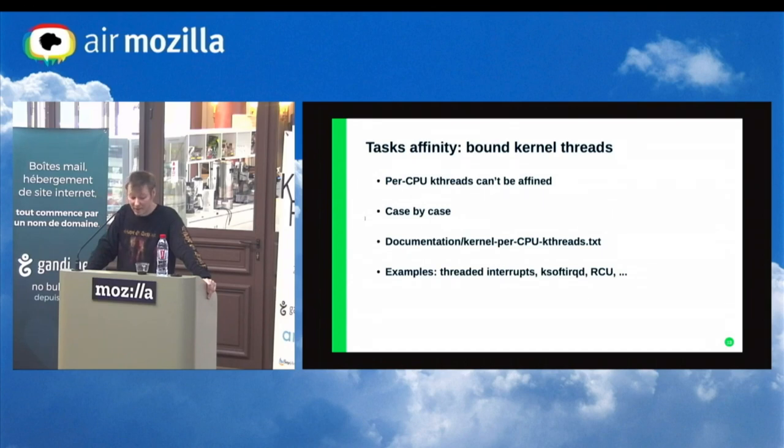Now comes the hard part. Per-CPU kernel threads cannot be affined. They are pinned to one CPU on purpose because they have specific work to do on those precise CPUs. So if you want to shut down those kthreads or at least make them quiet, you have to handle that case by case. And there are lots of per-CPU kernel threads. If you want exhaustive documentation, you can check kernel-per-CPU-kthreads.txt. It has been written by Paul McKenney, so it's very, very exhaustive. It talks about threaded interrupts, for example, ksoftirqd, RCU kthreads. There are tons of RCU kthreads. They are very interesting.